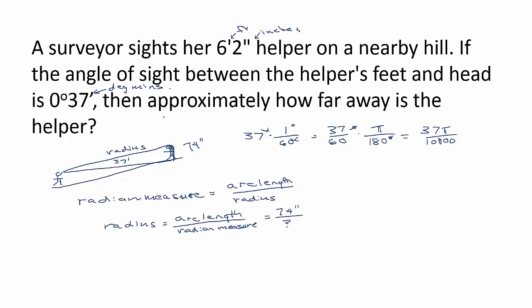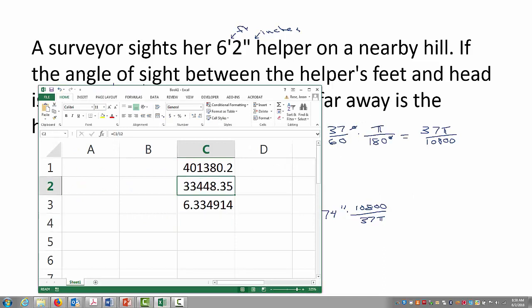I just have to divide by the radian measure, but dividing is the same as multiplying by the reciprocal. So I can just multiply by the reciprocal of the radian measure, which would be 10,800 divided by 37 pi. Let's put that into our calculator and see what we get.